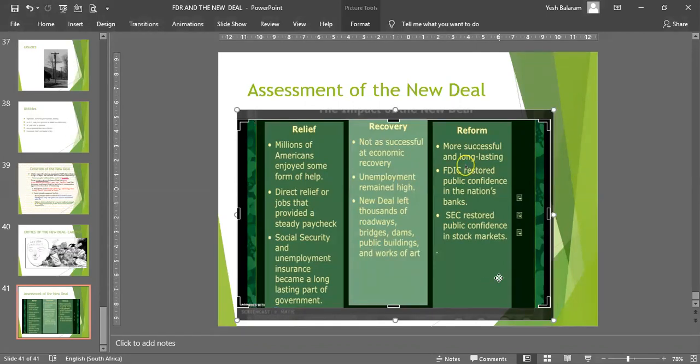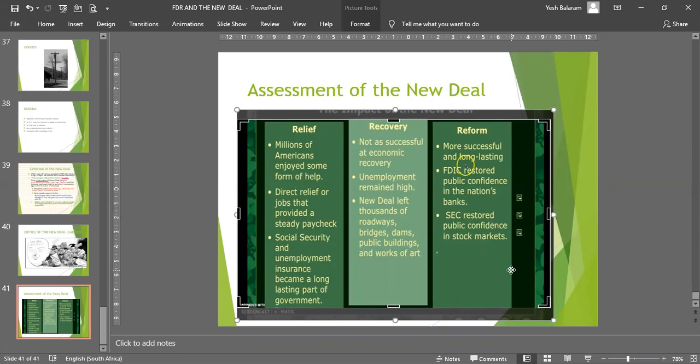The FDIC, the Federal Industrial Recovery, restored public confidence in the nation's banks. And the SEC, both of which, the FDIC, the Federal Deposit Insurance Corporation, and the Securities Exchange Act, the SEC, were aimed at protecting investors' monies so that in the event of a similar stock exchange crash or Great Depression, the public's confidence would be restored or maintained in the stock markets.